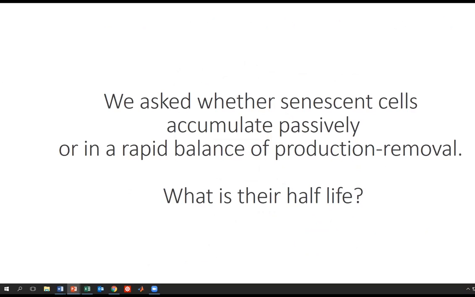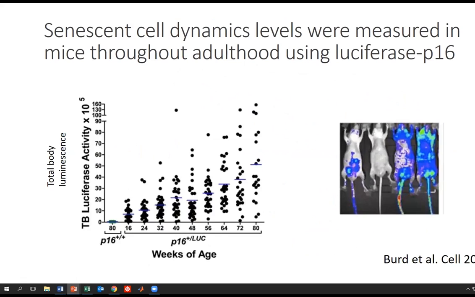So in our research, we were asking, how do senescent cells accumulate? Do they just passively accumulate, or are they removed and made and removed quickly? And something changes about this removal and accumulation process. What is the half-life of senescent cells?